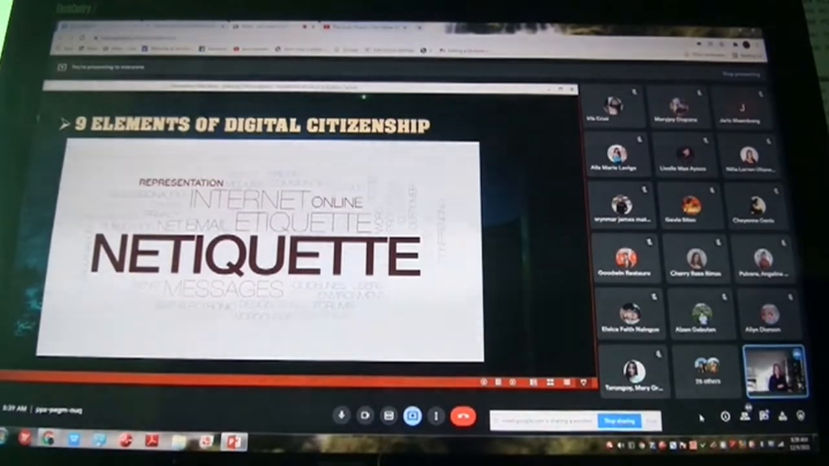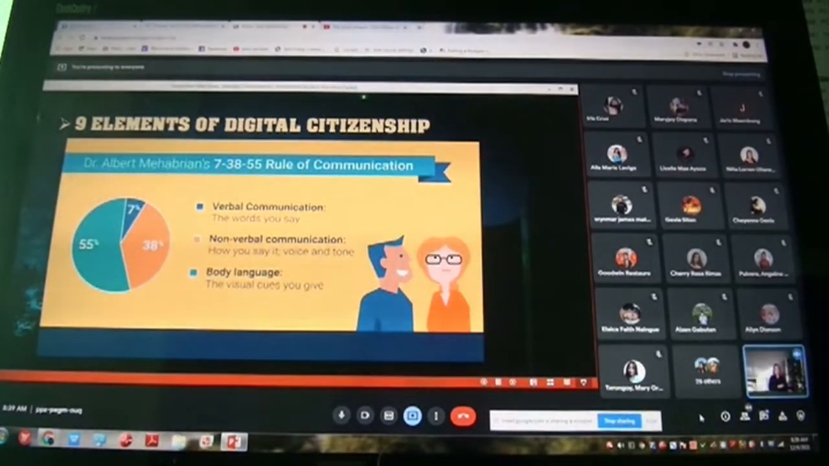In addition to that, 55% of human communication is made up of body language, 38% of the tone of our voice, and only 7% are actual words. In theory, this means that when communicating digitally, which is most often in writing, only 7% of our message gets through to the recipient. Because of that, being conscious of our words in an online or digital setting is crucial.